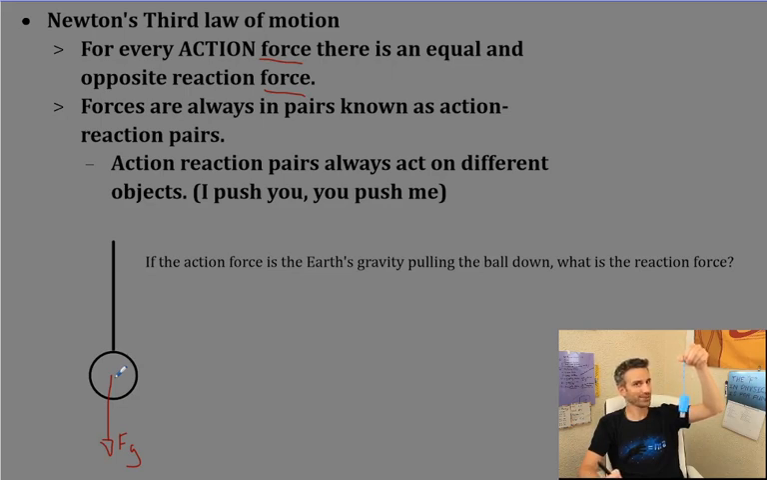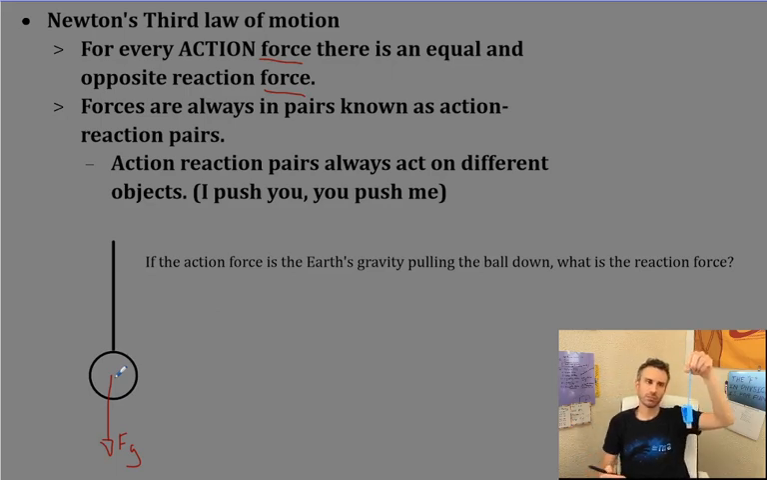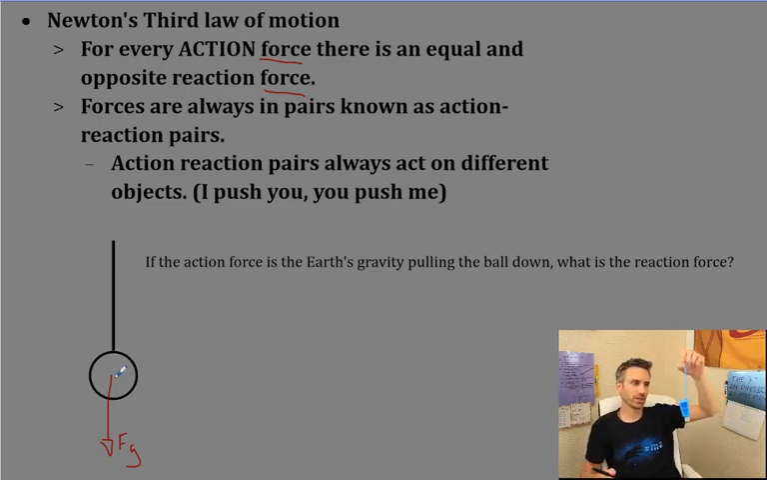Think to yourself. Come on, it's wait time. A lot of people will say it is my hand pulling up on the string, or the string pulling up on the hand sanitizer, but it's not. Those are forces still acting on the hand sanitizer. I push you, you push me. Just reverse the wording. If the Earth pulls down on the hand sanitizer, then the hand sanitizer pulls up on the Earth. And it does.